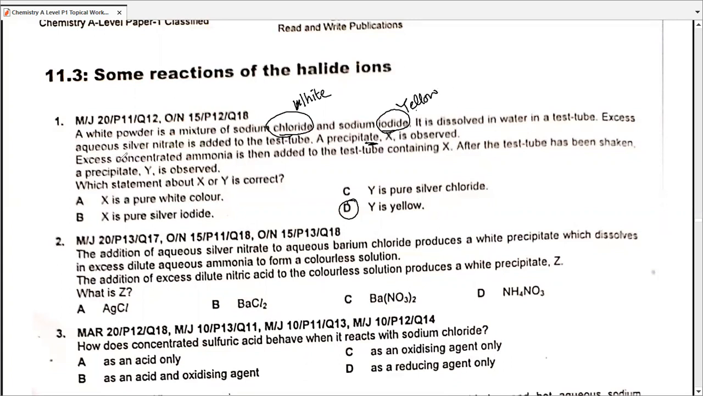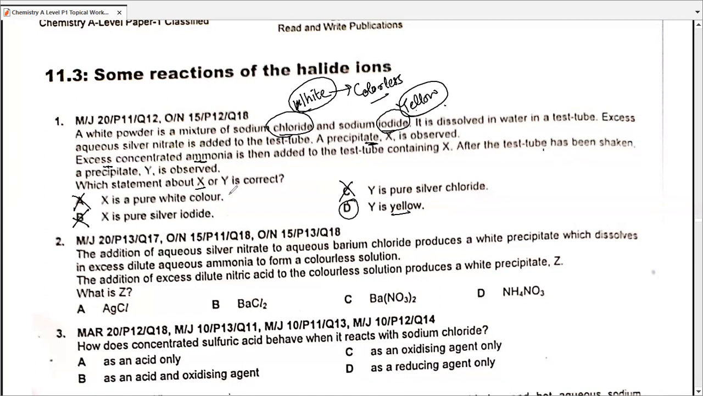Now, what's going to happen when we add excess concentrated ammonia is that this white precipitate would be converted into a colorless or transparent solution because it dissolves and forms a complex. Since it does that, X is not going to be a precipitate. So it's not silver chloride. This one is silver iodide, and this one is yellow.